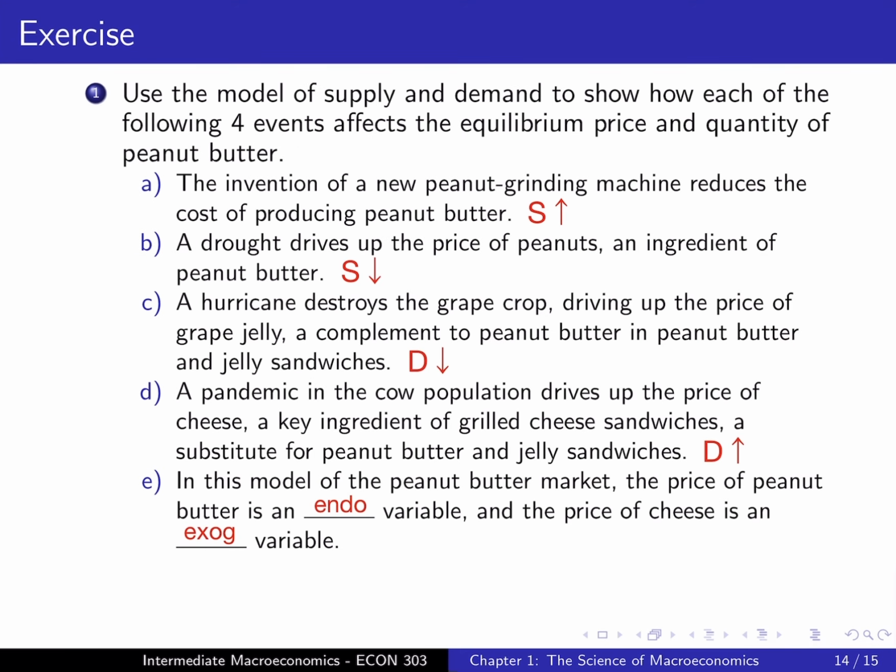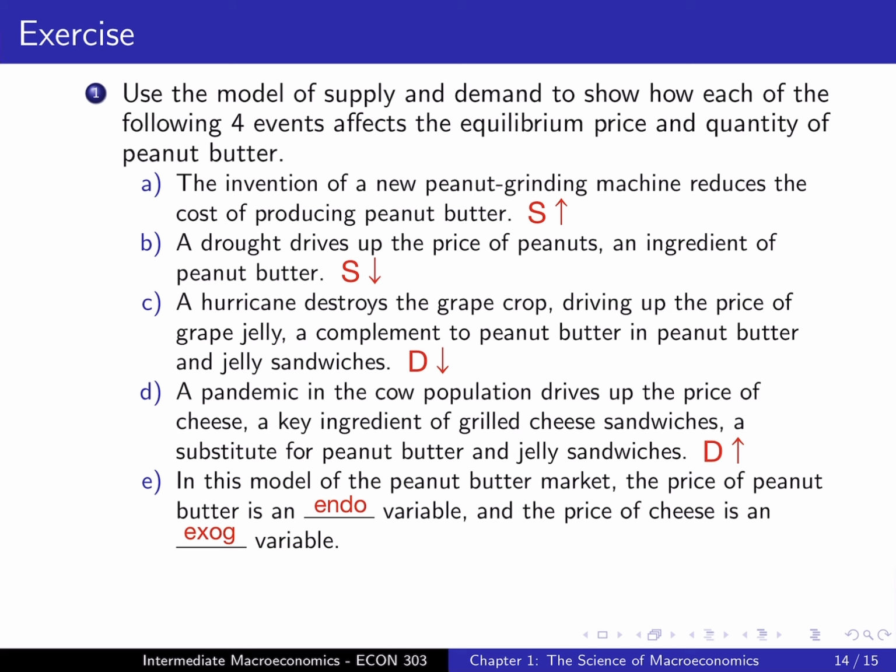Let's now apply the supply and demand model to the peanut butter market. Here you'll see 4 scenarios, each accompanied by a graph showing how the event affects equilibrium price and quantity. For each event, ask yourself, does it affect the supply curve, the demand curve, or both, and in which direction does the shift occur?